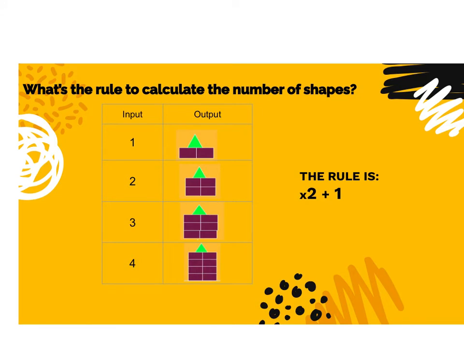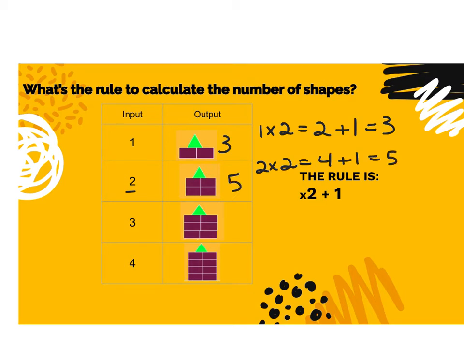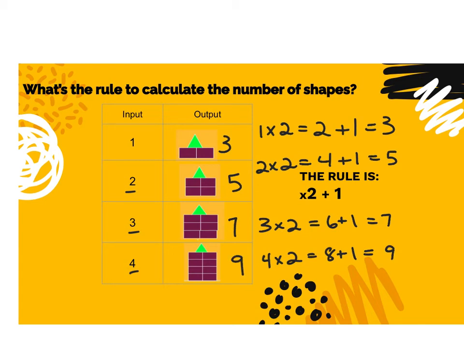Were you able to figure it out? Let's check it out and make sure it works. 1 times 2 is 2, plus 1 is 3. Now, 2 times 2 is 4, plus 1 is 5. 3 times 2 is 6, plus 1 is 7. 4 times 2 is 8, plus 1 is 9. Looks like our rule works.